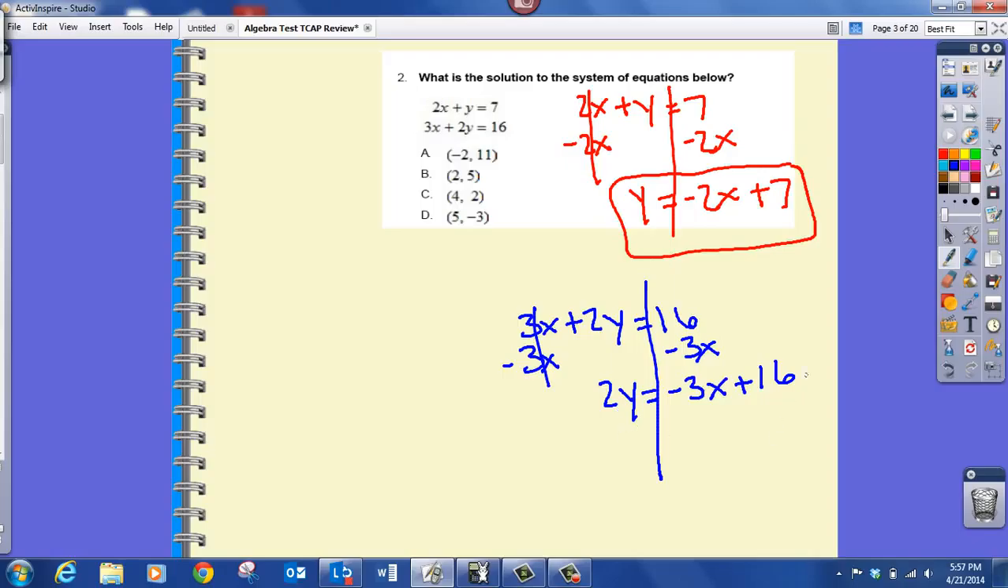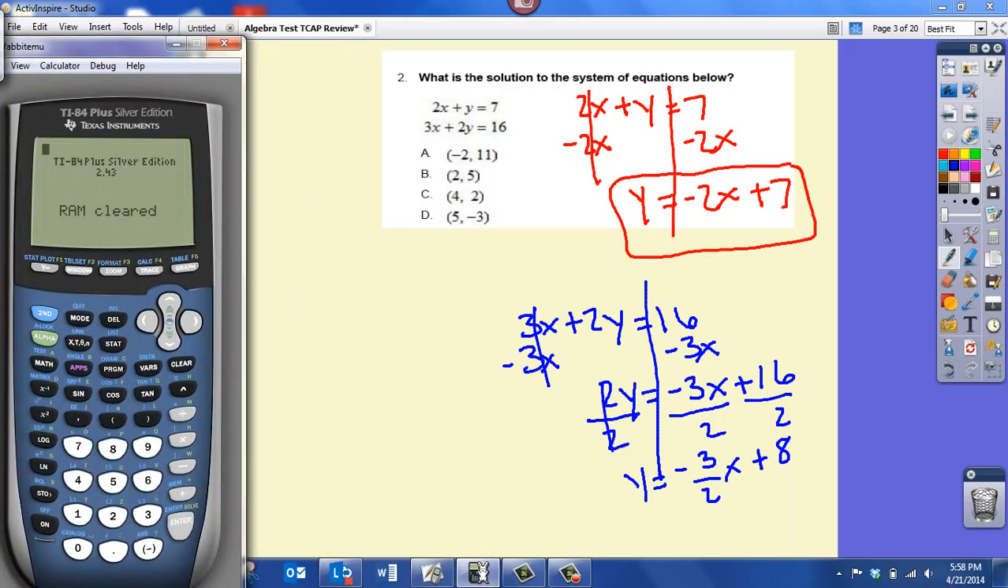Now to get y by itself, I want to divide everything by 2. In this case, it's going to give me y equals, well, you have a negative and a positive, so negative 3 halves x, and 16 divided by 2 is 8. So now I have y equals negative 3 halves x plus 8.